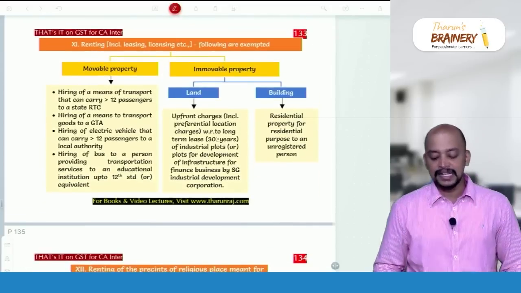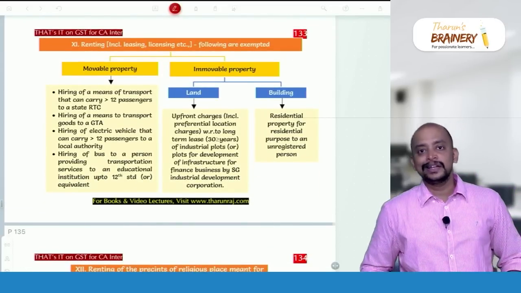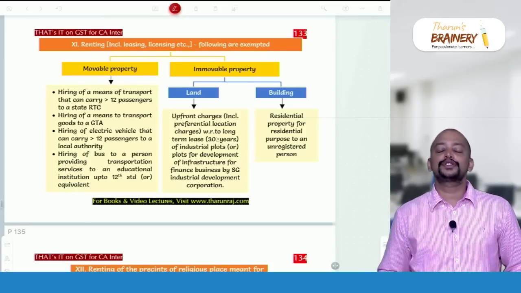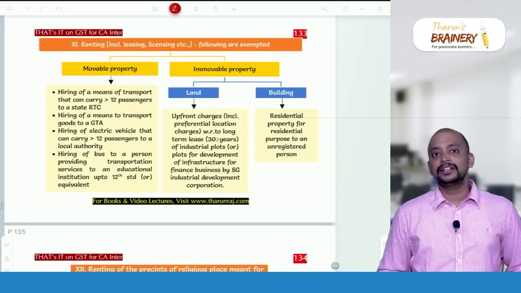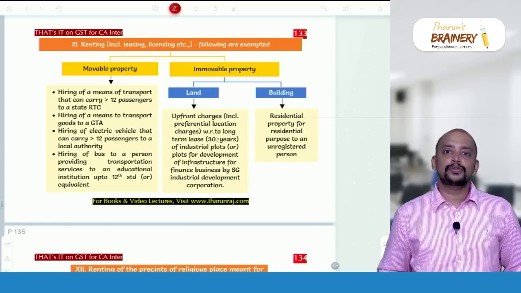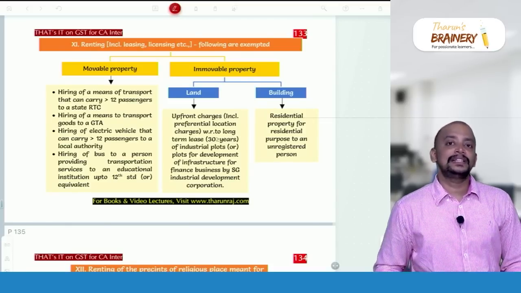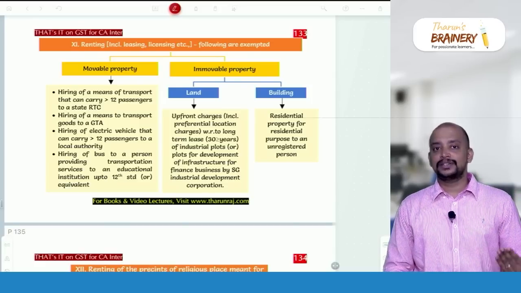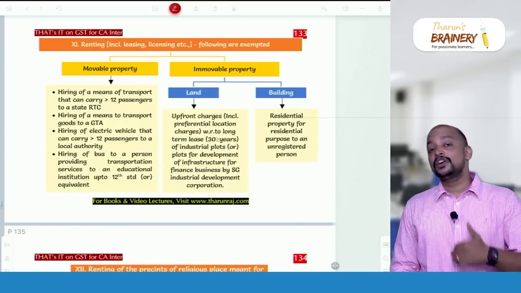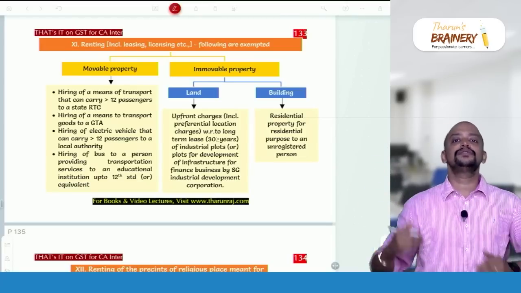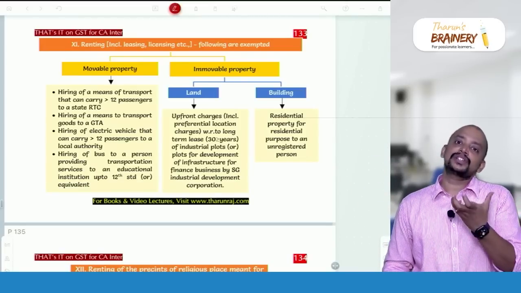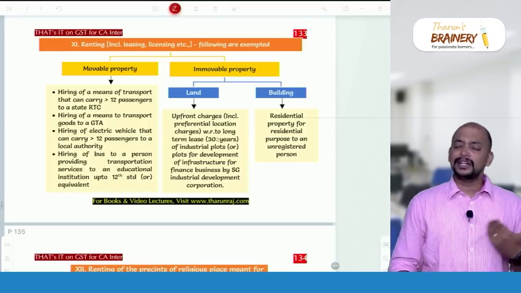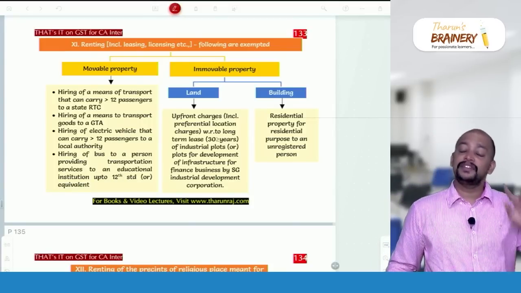Then the next one we have is renting services. In case of renting, there is renting of movable property and immovable property. For movable property we have only 4 exemptions, that too with respect to motor vehicles. Renting of motor vehicles that can carry more than 12 passengers to a state road transport undertaking. Then renting of a motor vehicle that can carry goods to a goods transport agency. Renting of an electric motor vehicle that can carry more than 12 passengers to a local authority, and renting of a bus to a person who provides transportation service to a category 1 education institution, that is, an education institution up to 12th standard or equivalent. These are the 4 cases of renting of motor vehicles that are exempted. Any other renting of movable property will be taxable, and we have seen that in RCM.